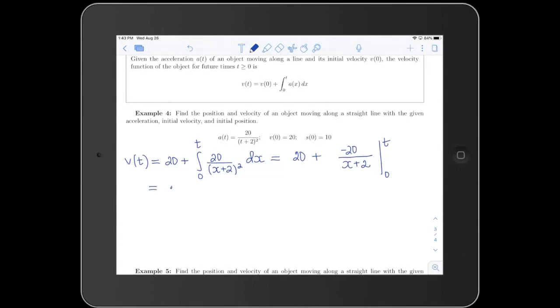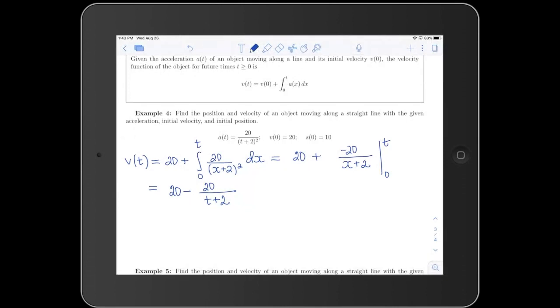Okay, so we're going to get 20 minus 20 over t plus 2. I'm just plugging in t. And once I plug in 0 for x, I'm going to get negative 20 divided by 2, that's negative 10. But minus minus will give us a plus, right? So we get plus 10. So the final answer is 30 minus 20 over t plus 2. Okay.